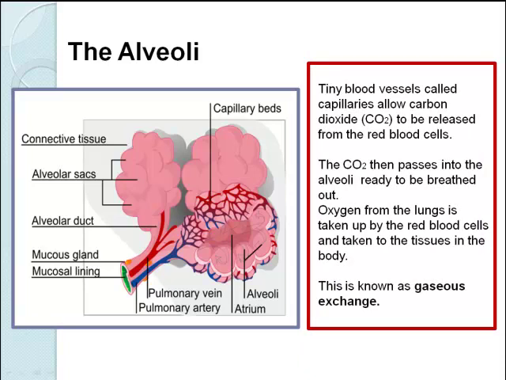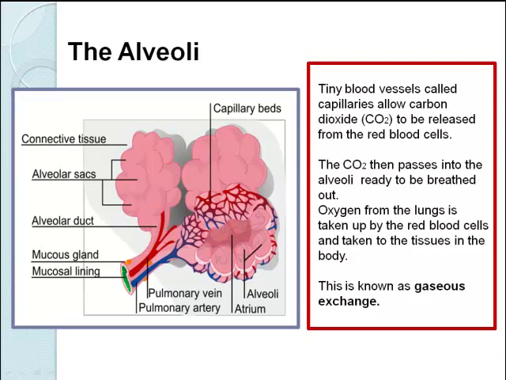Around these alveoli sacs are tiny blood vessels called capillaries. And these allow the carbon dioxide to be released from the red blood cells. The carbon dioxide passes into the alveoli, ready to be breathed out. Oxygen from the lungs is taken up by the red blood cells and taken to the tissues in the body. This process of releasing the carbon dioxide and taking up the oxygen is known as gaseous exchange.